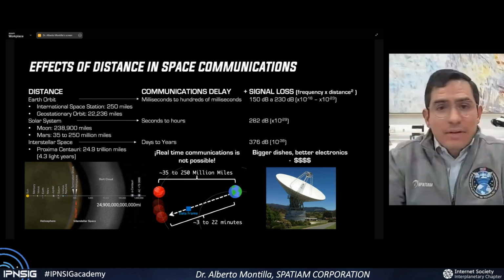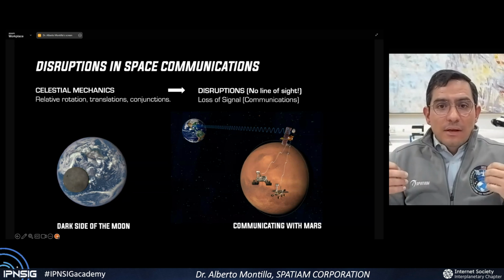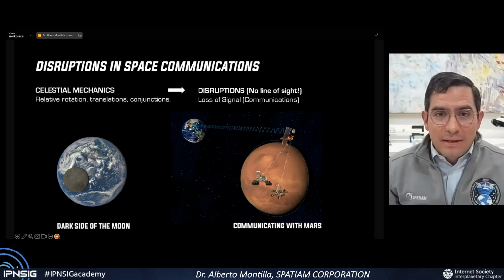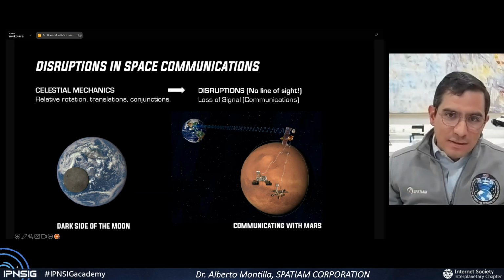The second major effect or cause, in this case, is disruptions. And that's caused by celestial mechanics. In space, everything is moving. Galaxies are moving, and within the galaxies, solar systems are moving. Planets are rotating. They are moving or translating between each other. There are effects like conjunctions, where planetary bodies may not be visible because there might be something else in the middle, another planetary body, which is, for example, when you think about the Mars solar conjunction.